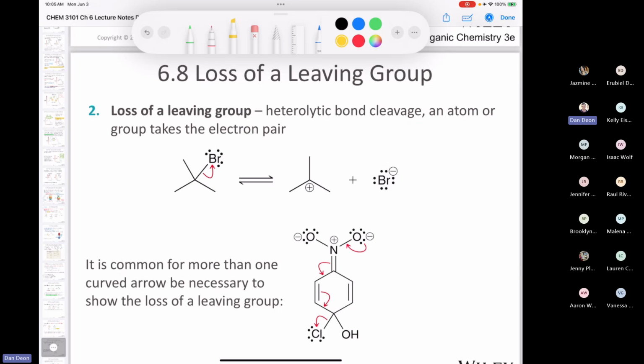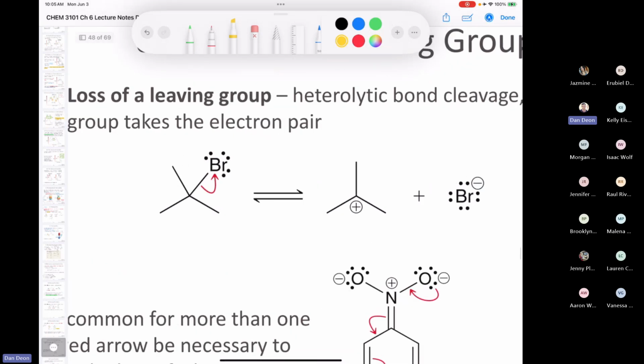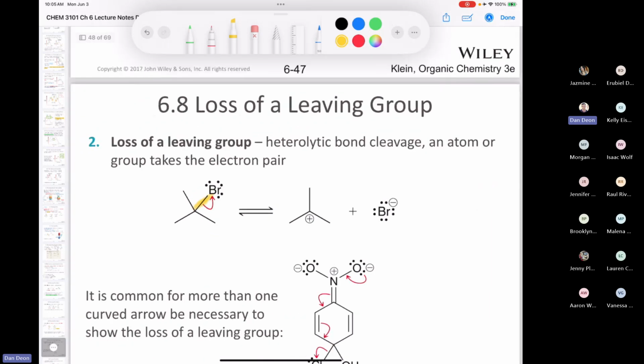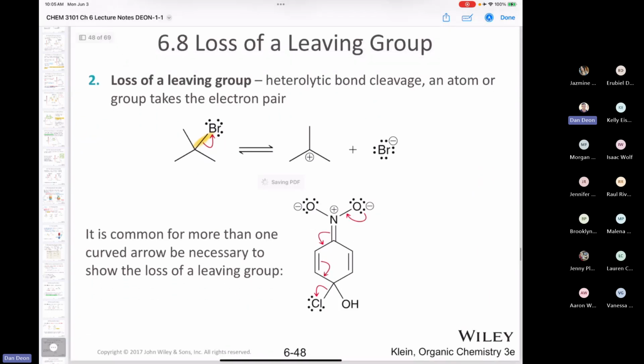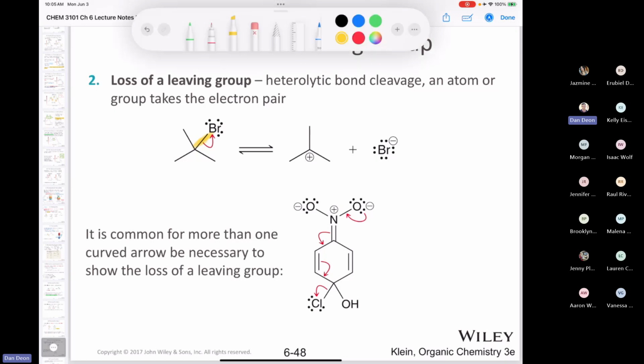So here we have tert-butyl bromide. You see that this bond is being broken, and both of the electrons are going onto the bromine. So now the carbon becomes a carbocation, and the bromine becomes a bromide, okay? And oftentimes we can have multiple curved arrows that we use to show the loss of a leaving group.